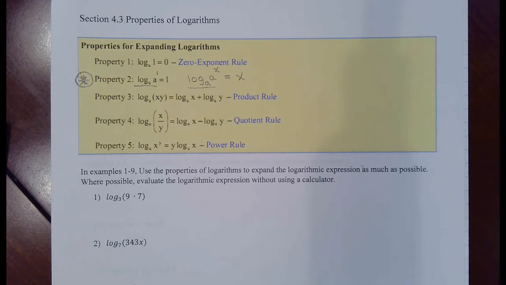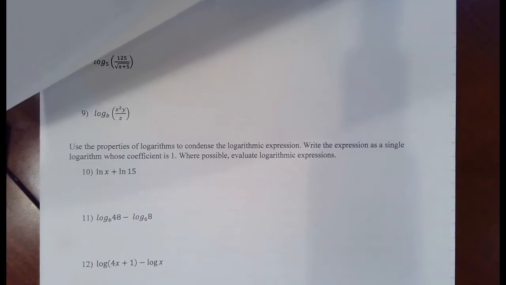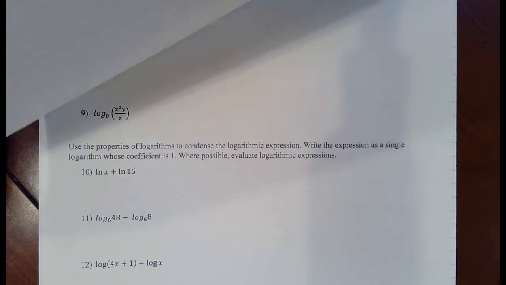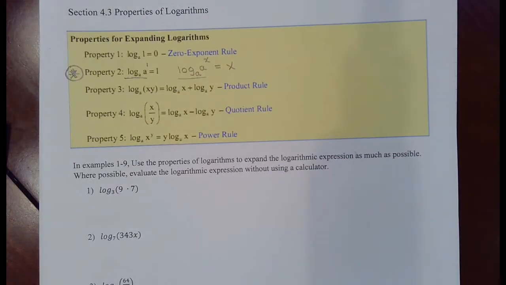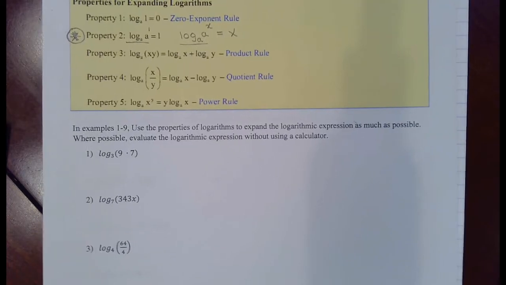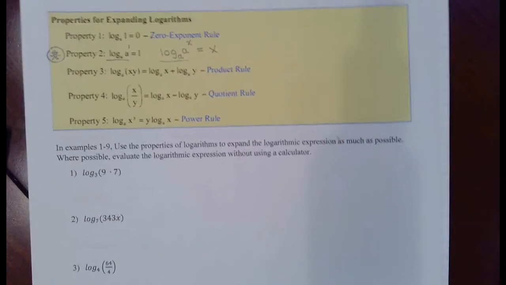Okay, so let's take a look at these examples. In the first 9 examples, we are going to be using the product, quotient, and power rule in order to expand the problems that you've been given. And then in numbers 10 through the end, we're going to be using those same properties, but to condense. In other words, go back the other way. So let's look at number 1.